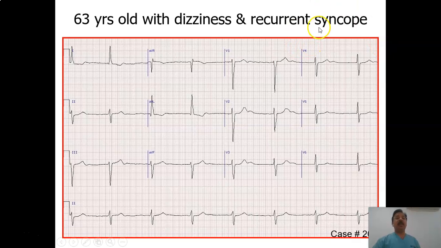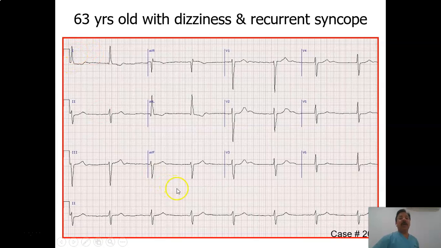This ECG is case number 20 of a 63-year-old with dizziness and recurrent syncope. Let's apply our 7-step approach. The rate, it looks quite slow, this ECG. It looks like a bradycardia, less than 60 heart rate. So it's definitely bradycardia. What's the rhythm here? This is regular, so it means the source is from one place, but you can't identify any P wave, although the QRS complexes are there. So this looks like junctional escape rhythm.